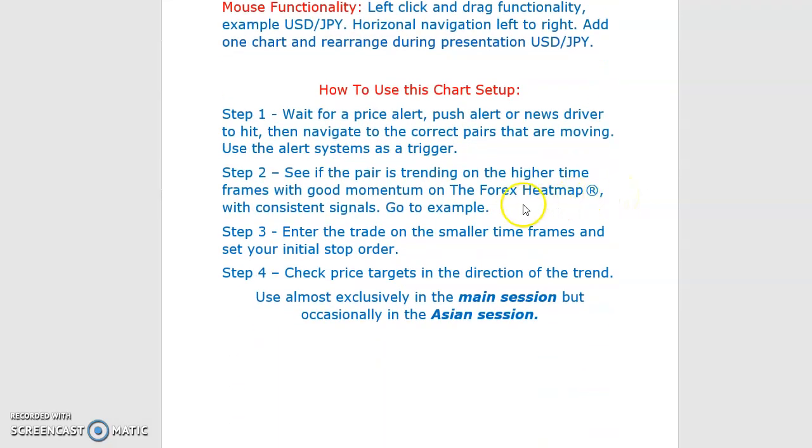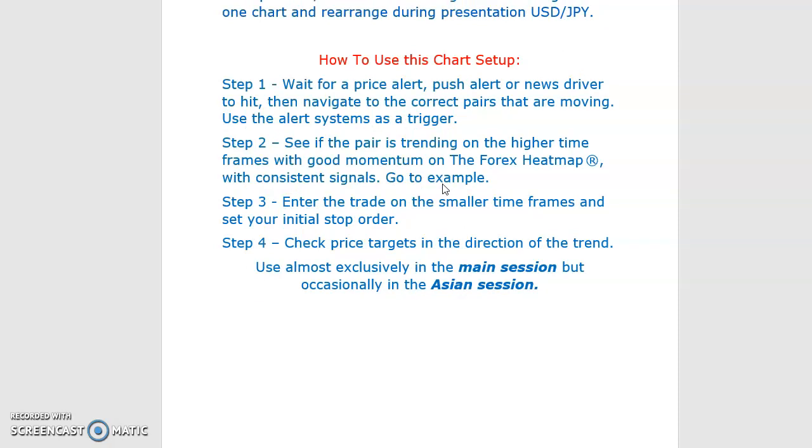All right, so how do you use this chart setup? Well, you wait for a price alert or a push alert. We send push alerts to your cell phone when the market is moving. You wait for a price alert or a price breakout to hit, and then let's say the USD pairs are all strong. Well, then you can navigate over to the USD pairs on any time frame, and you can check the signals on the Forex Heatmap to see what pairs are moving, if you have consistent signals, and then you can check the higher time frame and look for your price targets.